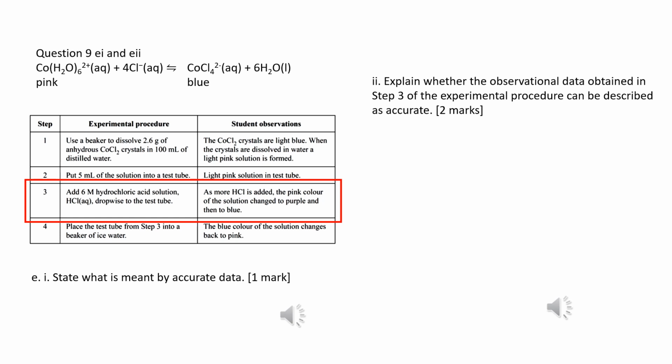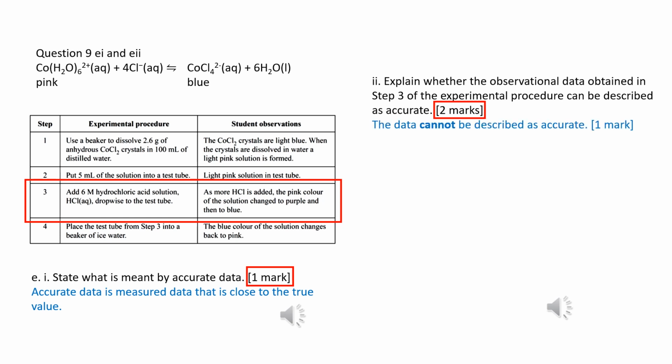The student directly wrote the definition of accurate. Accurate data is measured data that is close to the true value. Only quantitative data had precise concepts, qualitative data lacked precise concepts. Estimating the color change of a solution with the naked eye was a qualitative observation, therefore, the observed data was not precise.